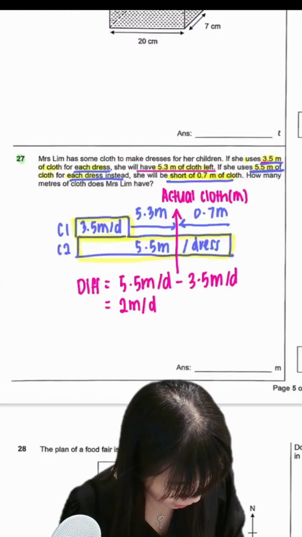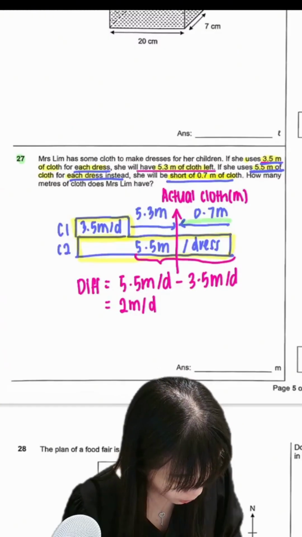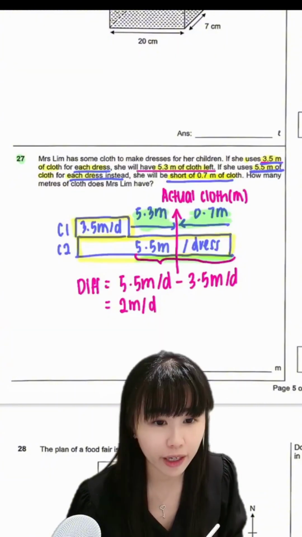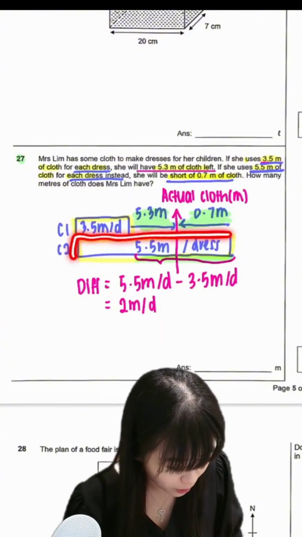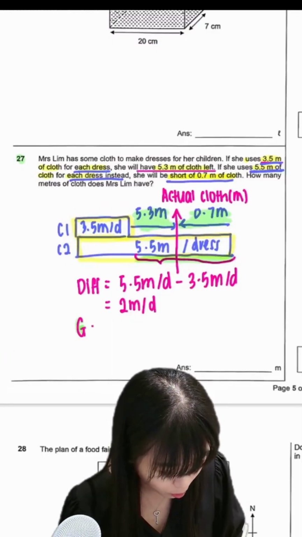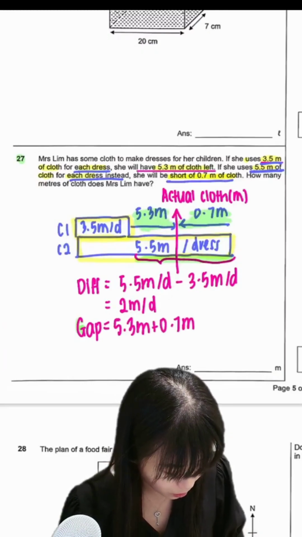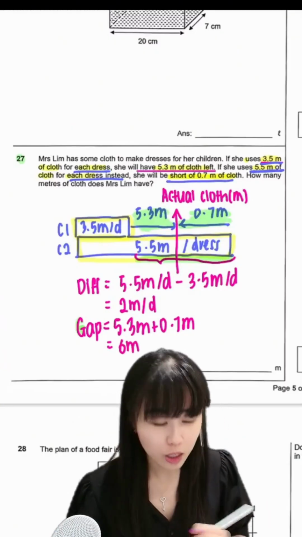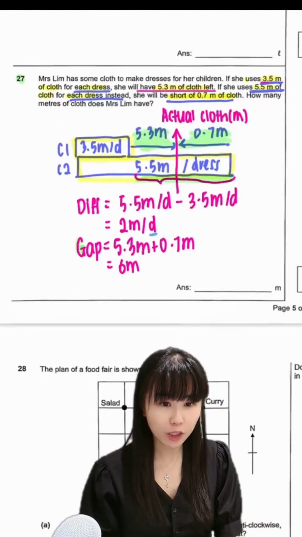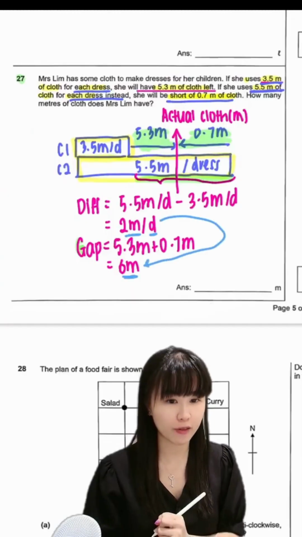Now the difference comes from here. This is the 2 meter per dress, which is equivalent to this part that you're short of and this part that you are left, which is equal to this entire length, which is the difference of here and here. This is what we call the gap. In this heuristic we call it the gap. So we're going to take 5.3 meter plus 0.7 meter, which is 6 meter. So if you know that for one dress you use 2 meter, this part here will make up a total gap of 6 meter.